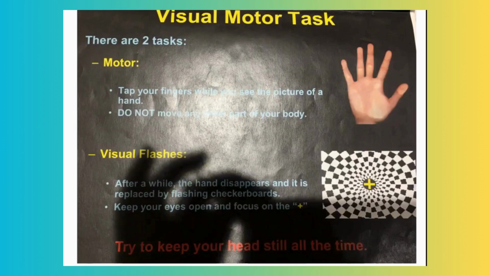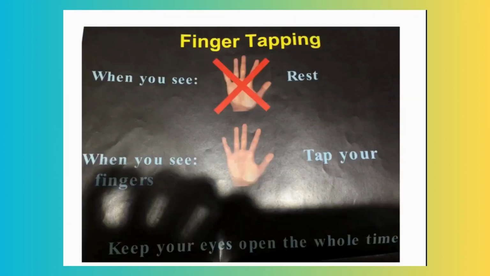And then we can give a visual motor task. For example, this is another one: when you see the hand, you will do finger tapping. And when you see this, then you look at this one, you stop it. And when you see this cross with the hand, you rest. You don't move the hand. That is a command we are giving to the patient. But when you see the full hand, then you can tap your fingers. And keep your eyes open the whole time.